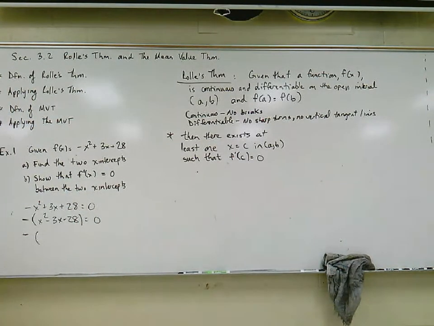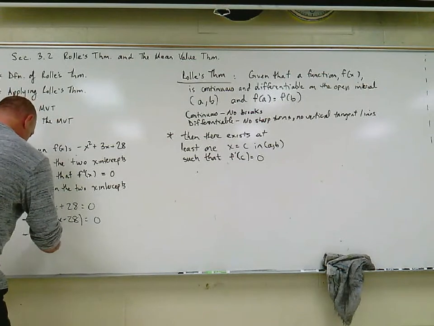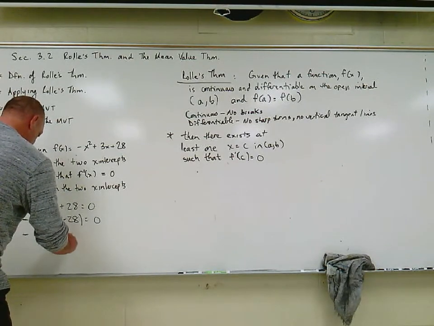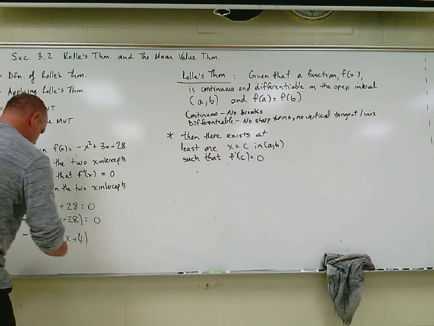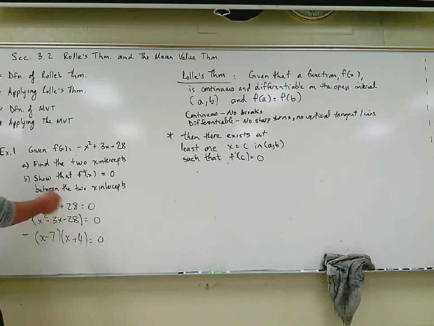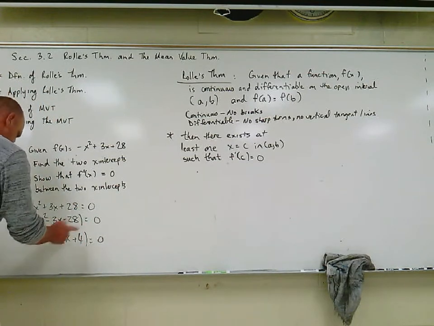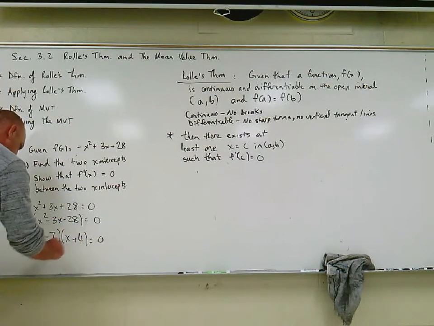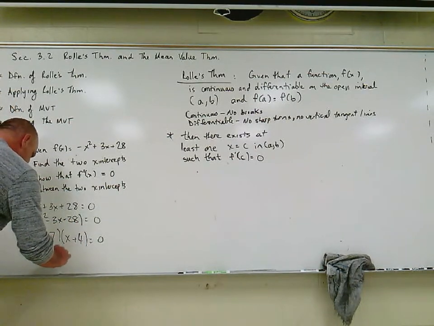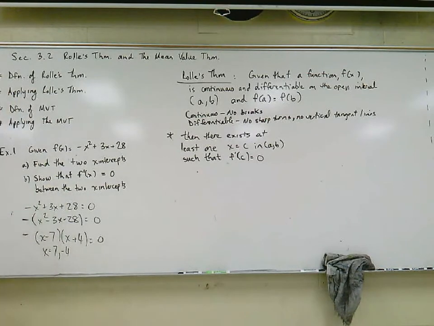Okay, so I would have factored a negative out, and then I'm left with x squared minus 3x minus 28. So I'm looking for two numbers that multiply to give negative 28 and add to give negative 3. What would that be? I got minus 7 and plus 4. But your solutions will be 7 and negative 4, right? When I factor, it's x minus 7, x plus 4. Set each factor equal to 0, we get 7 and negative 4. So at 7 and negative 4, those should be the x-intercepts. These are our two endpoints.